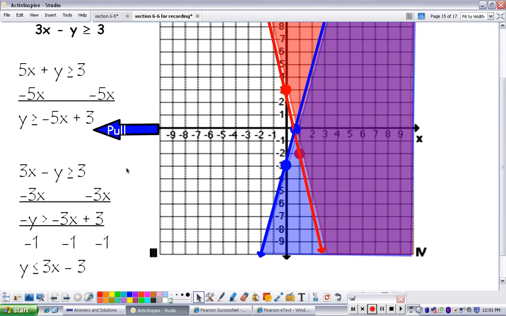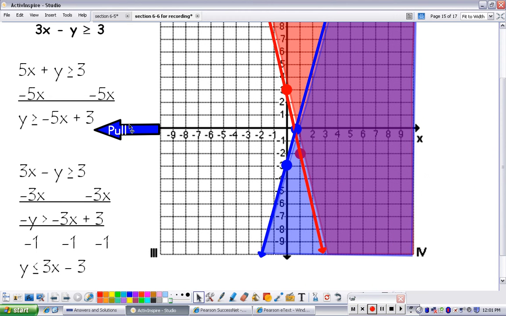Graphing those two equations, we have a dot on 3, down 5 and over 1, shading above for greater than. Dot on negative 3, up 3 and over 1, shading below for less than. And again, the purple region is our solutions.